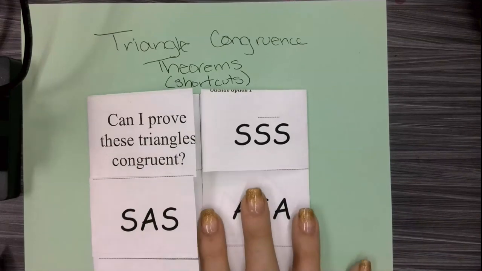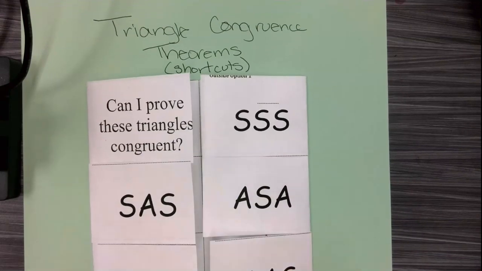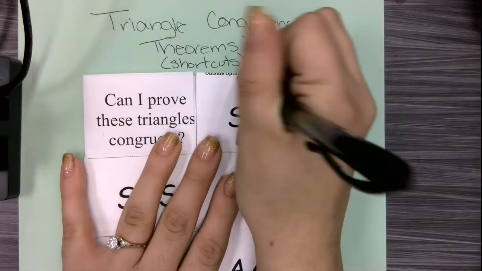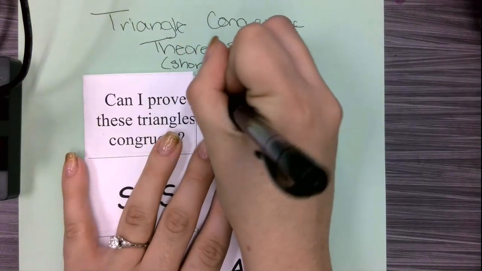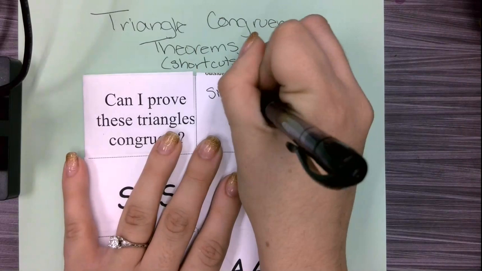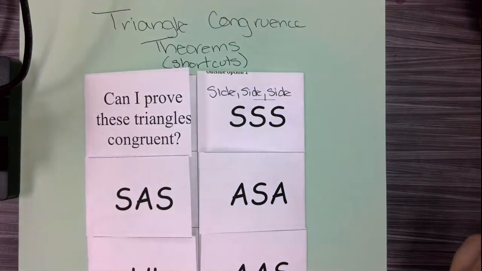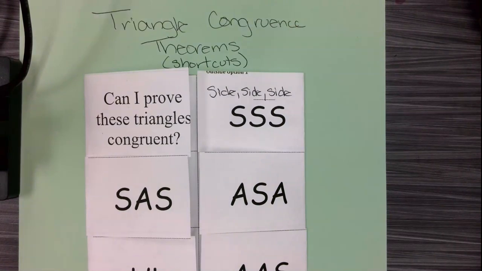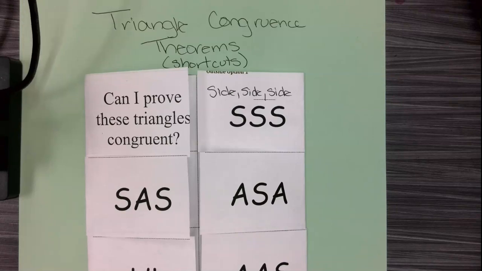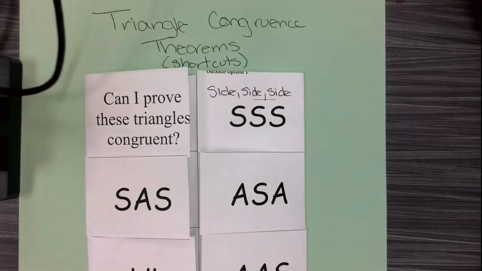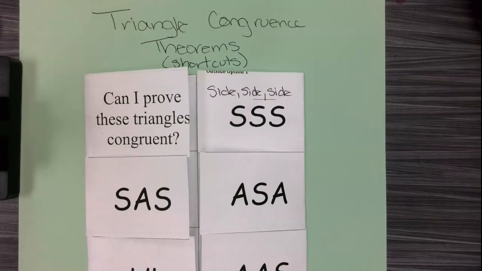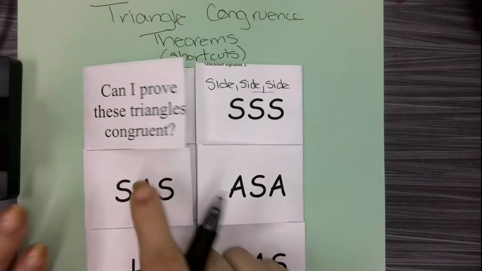Okay. So these things, they stand for words. So SSS stands for side, side, side. It means all three sides of both triangles are congruent, and that's enough to prove two triangles congruent. Okay, this one stands for side angle side.